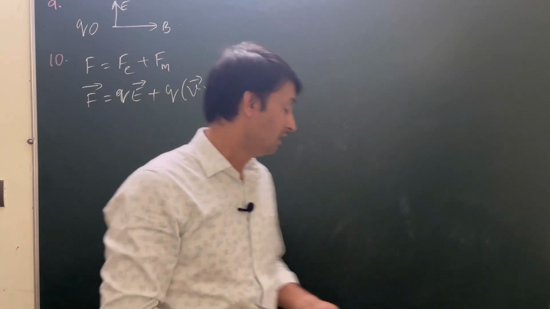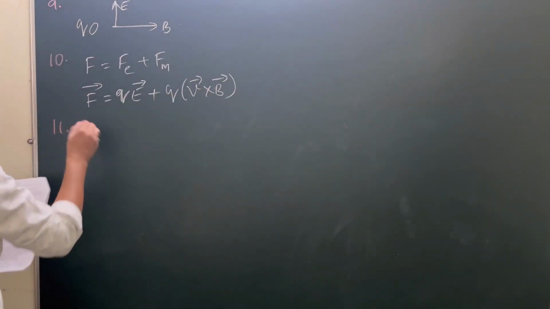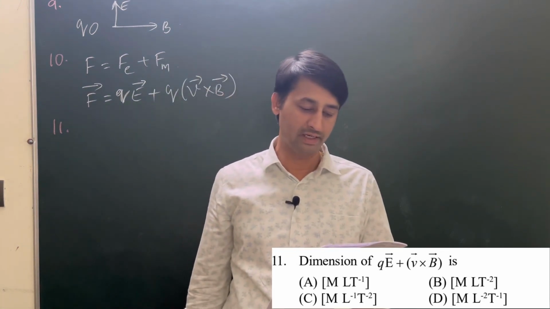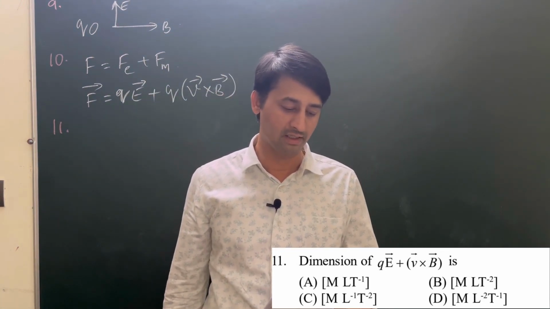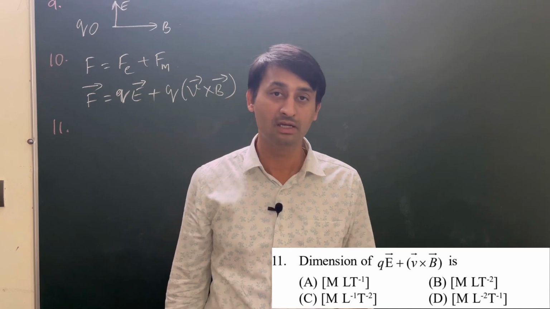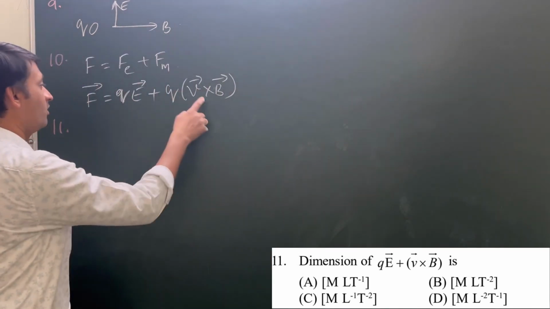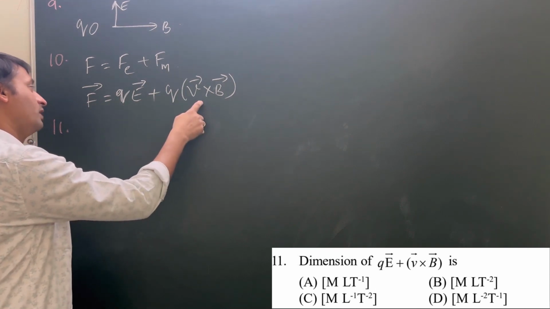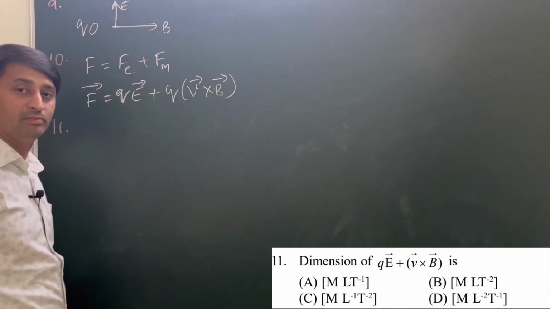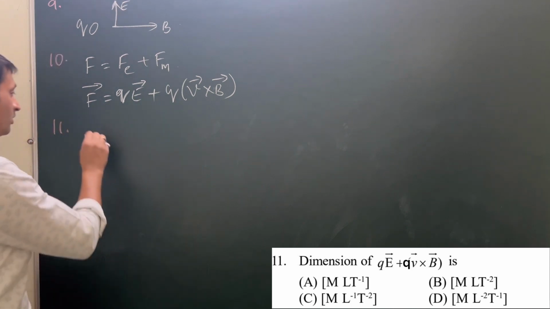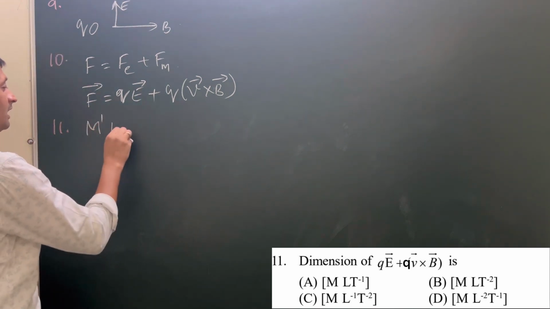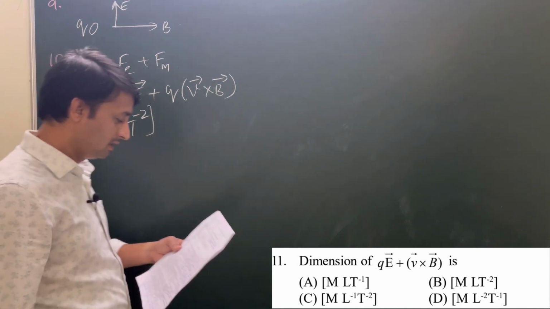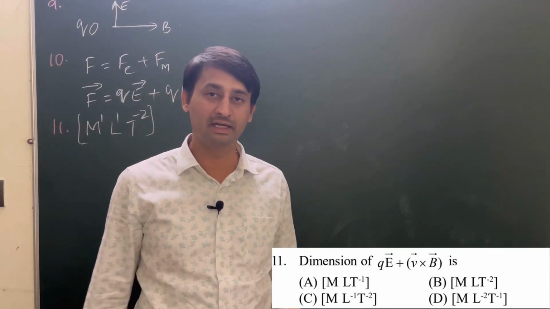Next, question number 11. The dimension of Q into vector E plus Q into vector V cross vector B is. This equation is equal to the equation of a force. So this equation should have the same dimension as force, that is M raised to 1, L raised to 1, T raised to minus 2. Option B is the correct answer.